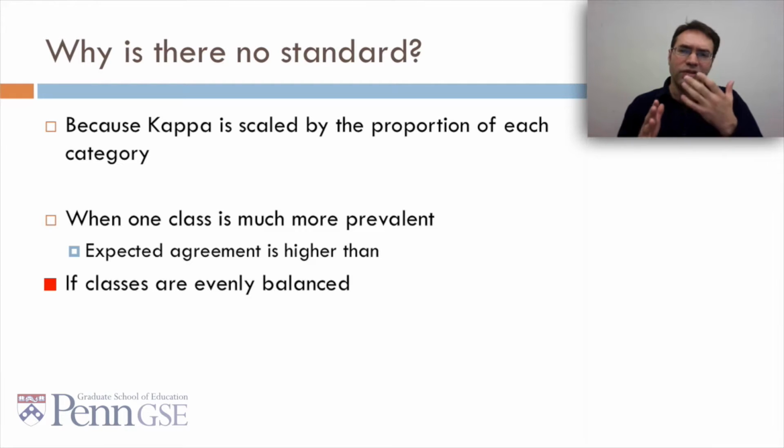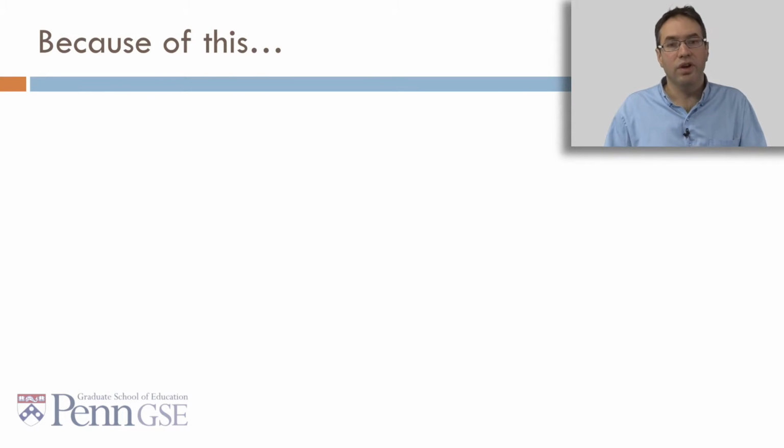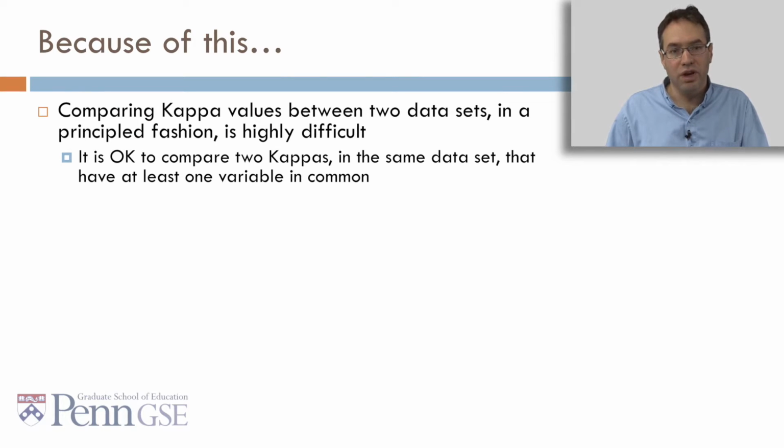Part of the point of kappa is to deal with the fact that you have imbalanced data, but in fact it kind of biases against you when you have imbalanced data. That's the opposite of accuracy, which biases in favor. The biases of kappa are much weaker than the biases of accuracy. It's a much better metric, but it's not perfect. Because of this, comparing kappa values between two data sets in a principled fashion is highly difficult.